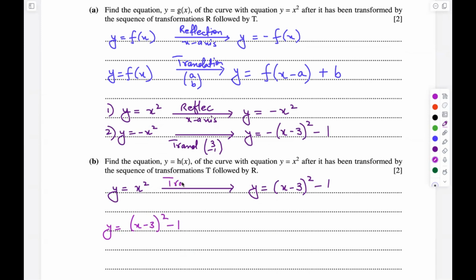So in the first step, there was a translation with vector (3, -1). And after the translation, there will be a reflection in the x-axis. So we'll multiply the whole equation by a negative sign. So this will become minus x minus 3 whole squared, and this will become plus 1.